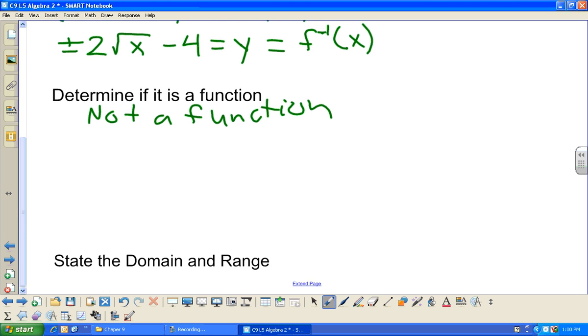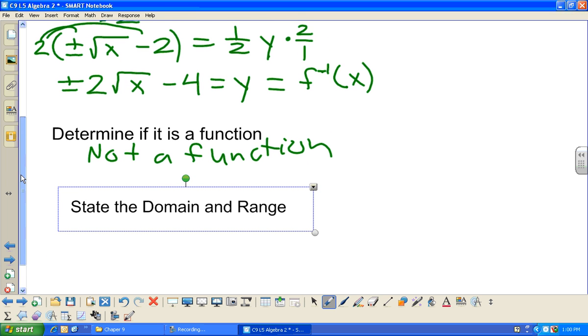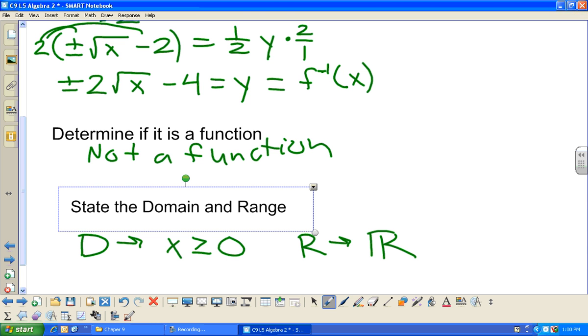Also, I want to find the domain and range of this function. Whenever I have a square root, I cannot take the square root of a negative number. So my domain would be x has to be greater than or equal to 0, because I cannot take the square root of a negative number. My range is typically going to be all real numbers, meaning whatever number I put in, I will be able to get out. And I can rewrite all real numbers with a double line and then an R.